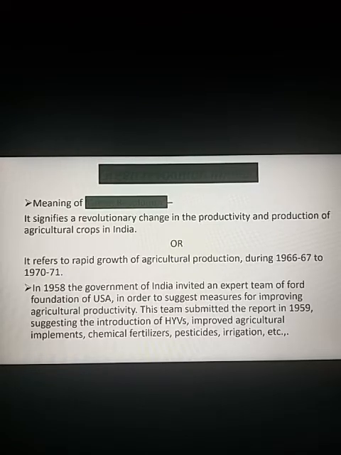Observe the next point here: in 1958 the government of India invited an expert team of the Ford Foundation of USA. In fact, an expert team from America was invited to India, and that committee was referred to as the Ford Foundation. It was invited in order to suggest measures to improve agriculture productivity. The government of India was very keen on increasing agriculture productivity, but they wanted some expert committee's recommendations. So, in order to receive recommendations from a foreign committee, the Ford Foundation was invited to India in 1958.